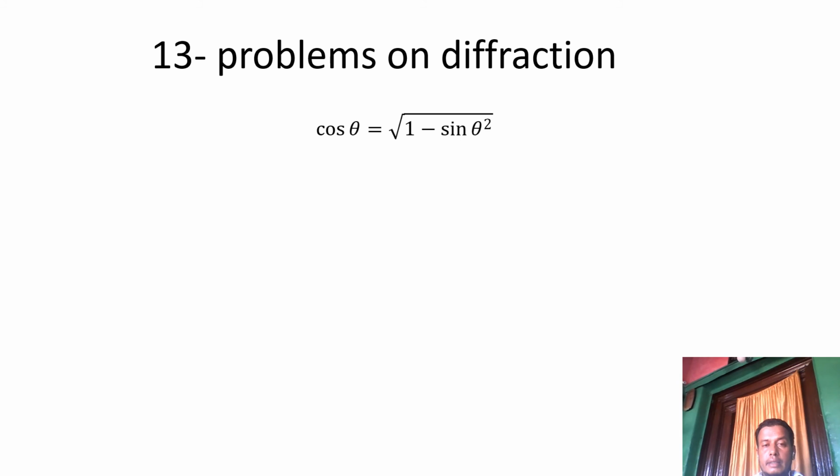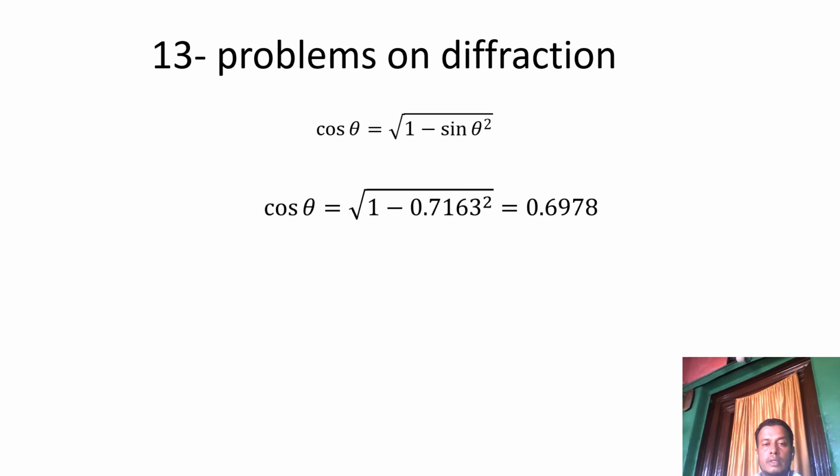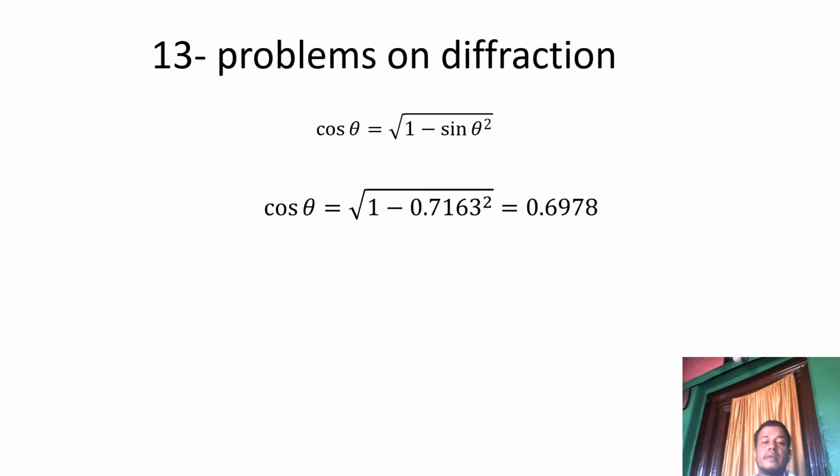Then theta is converted into cos theta, that cos theta is equal to square root of 1 minus sin square theta. So that is 1 minus 0.7163 square, that's its value. Cos theta is equal to 0.6978.